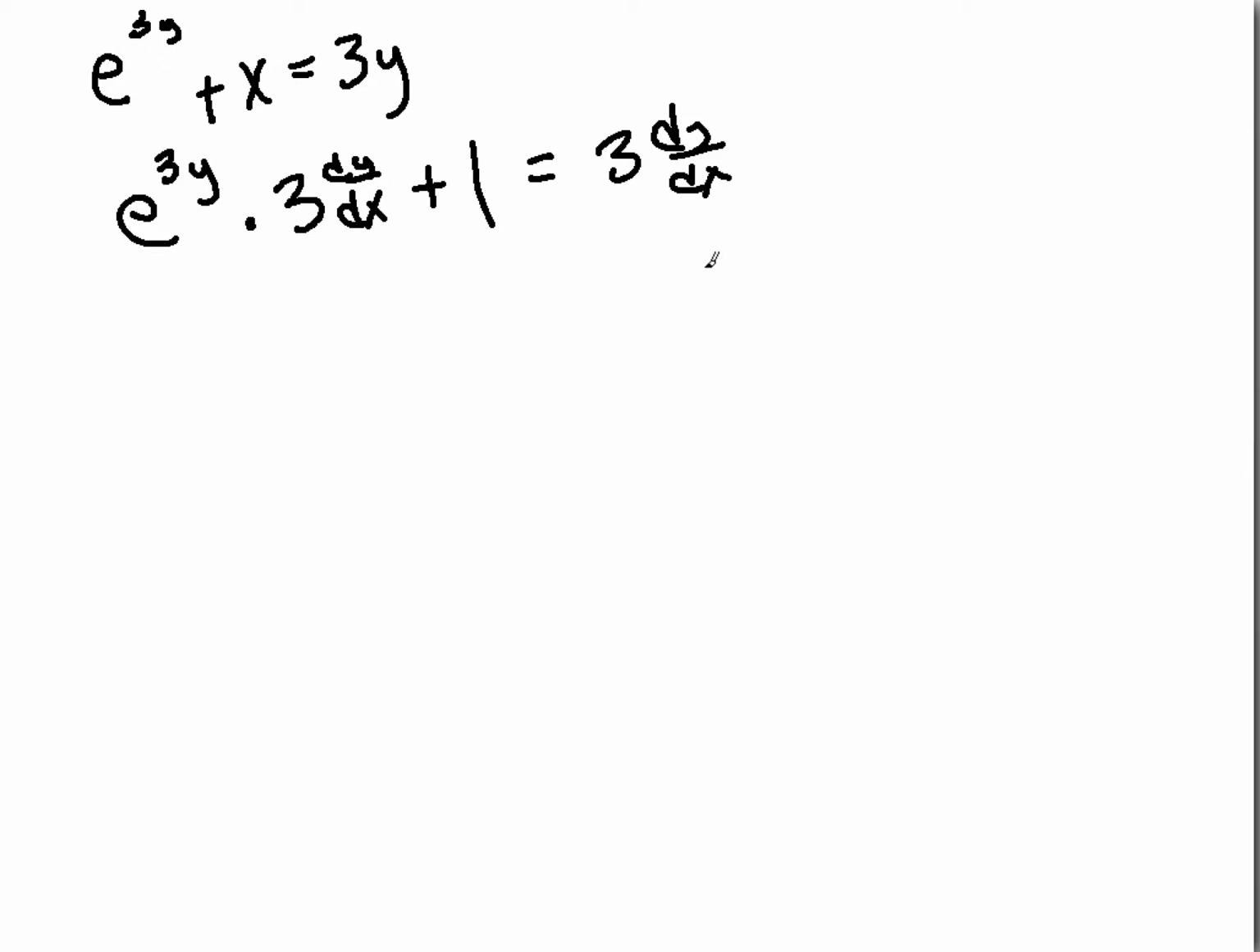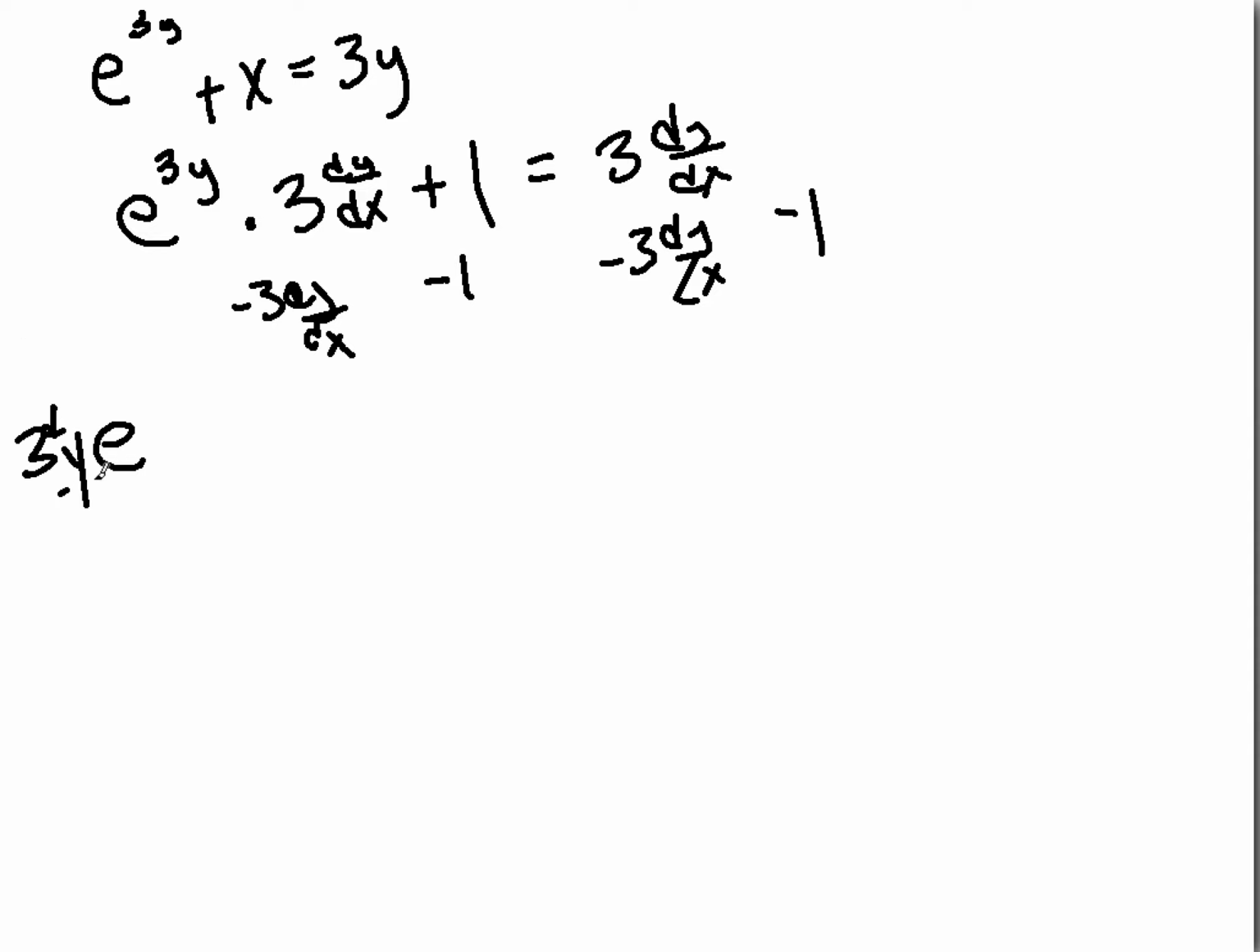So what we want to do at this point is move the 1 over here, and move that 3 dy/dx over here. So I'm going to get e to the 3y minus 3 dy/dx times e to the 3y. I move the 1 over, and then I move that 3 dy/dx over, equals that negative 1.